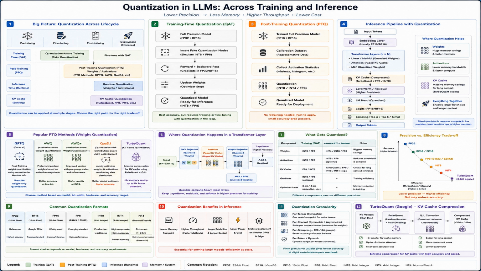The model learns to adapt to the reduced precision like int8 or fp8 while still training in higher precision for stability. This produces the best accuracy but requires retraining and significant compute.